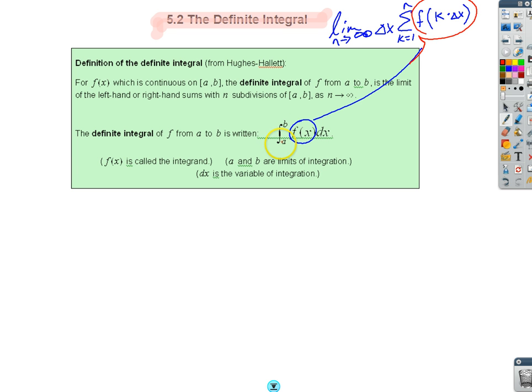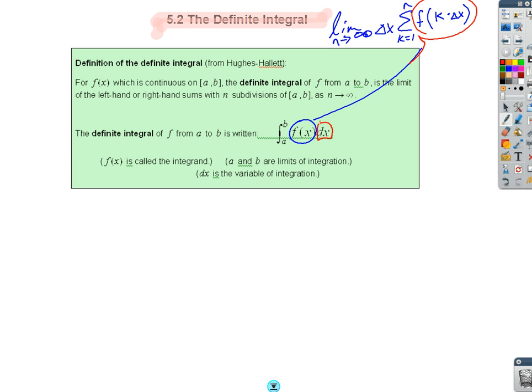The sigma can be linked to the integral sign. The a to b is all taken care of as far as the delta x and the number of boxes. And my delta x right here is now dx.